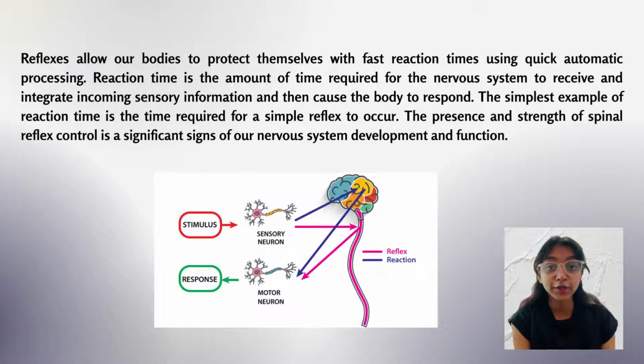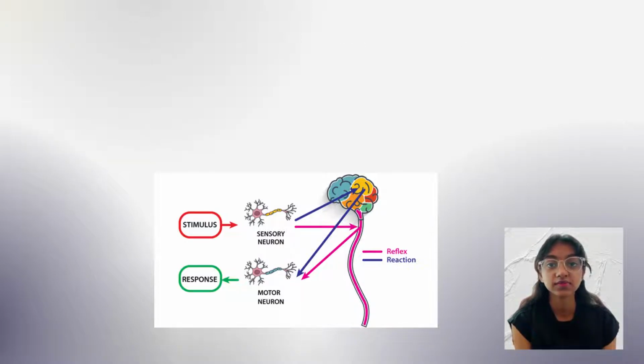Reflexes allow our bodies to protect themselves with fast reaction times using quick automatic processing. Reaction time is the amount of time required for the nervous system to receive and integrate incoming sensory information and then cause the body to respond. The simplest example of reaction time is the time required for a simple reflex to occur. The presence and strength of spinal reflex control is a significant sign of nervous system development and function.